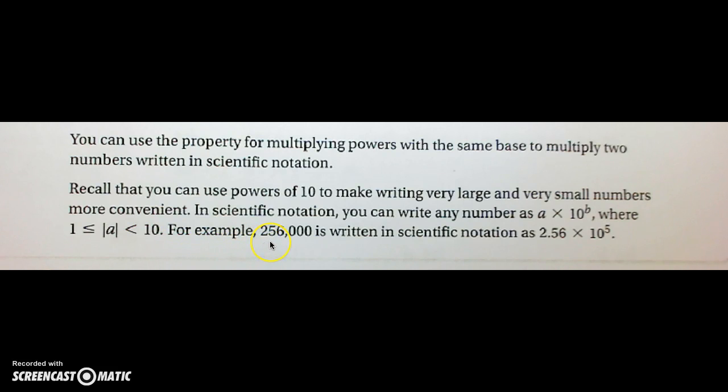For example, 256,000 is written in scientific notation. There's our decimal behind the first number that's not 0. 2.56, 2 and 56 hundredths times 10 to the 5th power. So we moved the decimal 1, 2, 3, 4, 5 times to get behind that 2. So we have an exponent of 5.